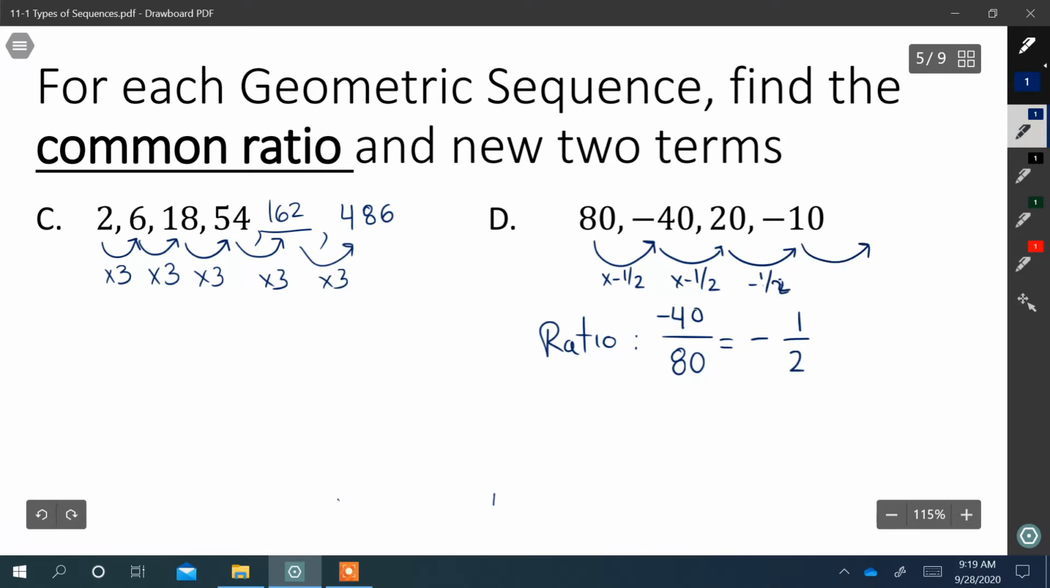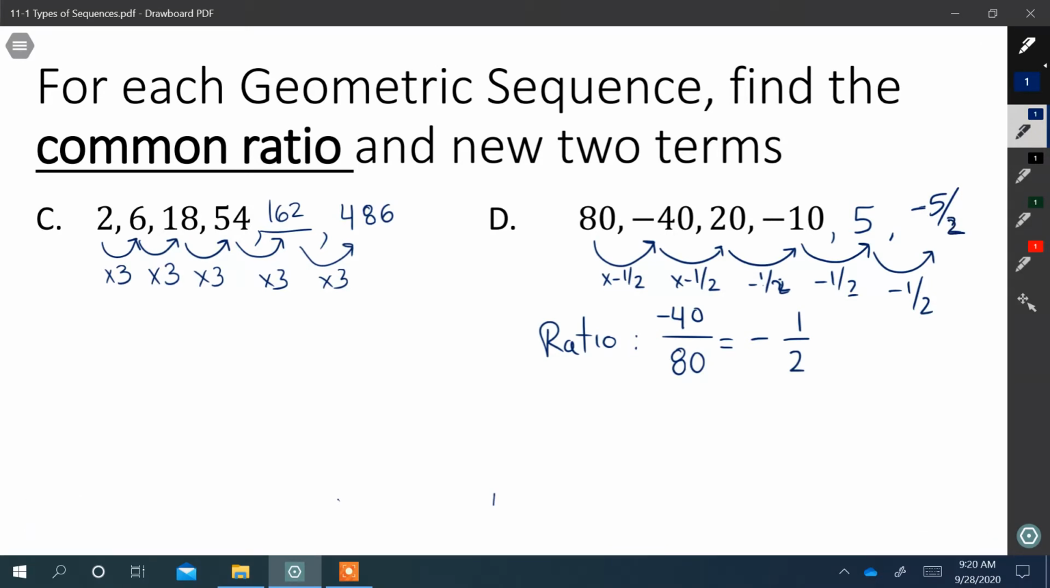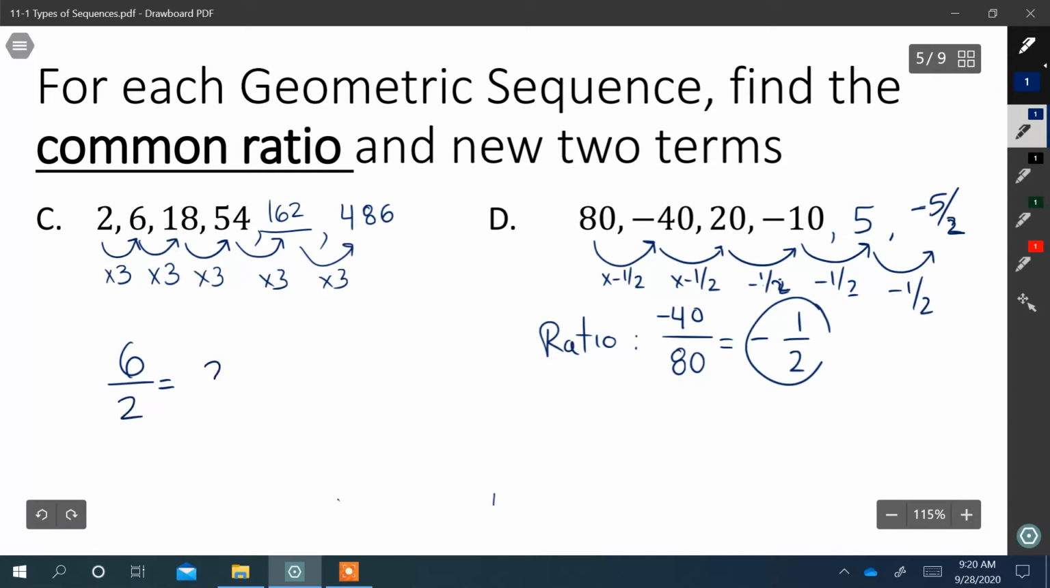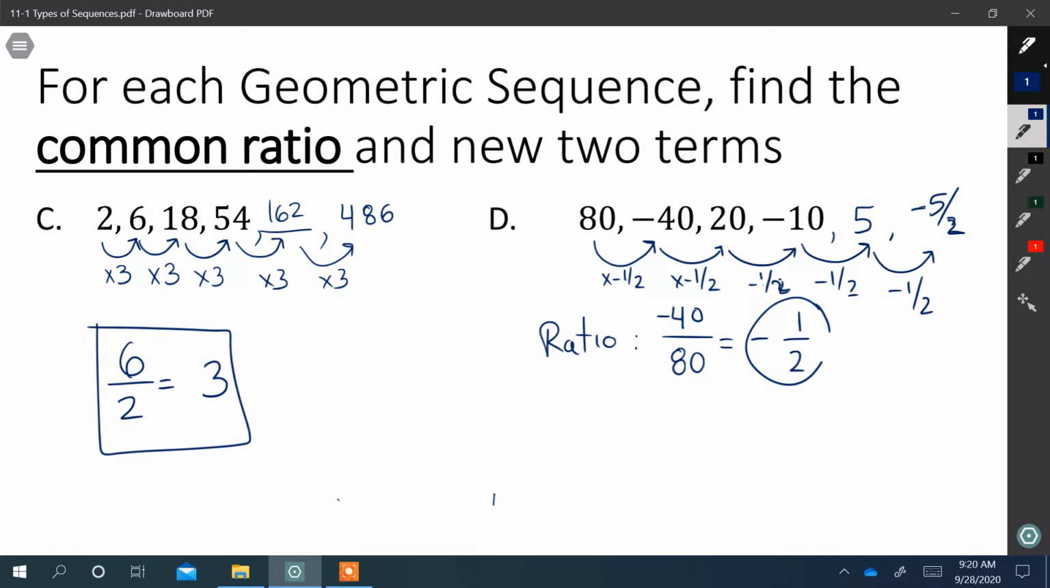So the next one here, if we multiply that -10 by -1/2, what do we get? We'll get 5. And then in this one, we're actually going to get a fraction, which is going to be -5/2. Okay, so the common ratio will be -1/2. To find the common ratio on this one, we could also do 6 divided by 2, and we will get 3. But I think for C, it's a lot more obvious than for D.